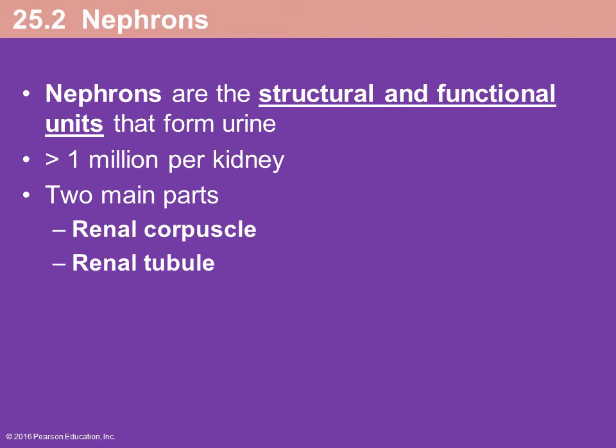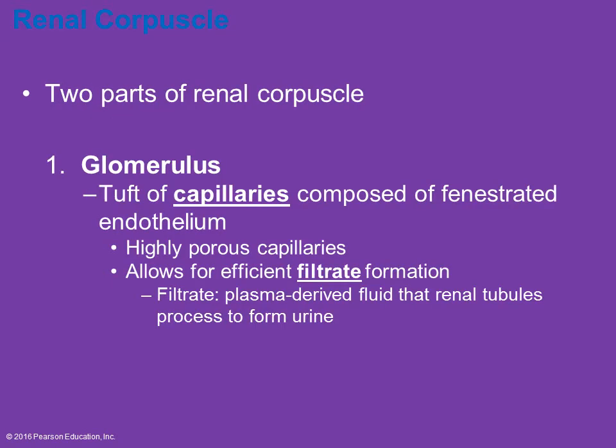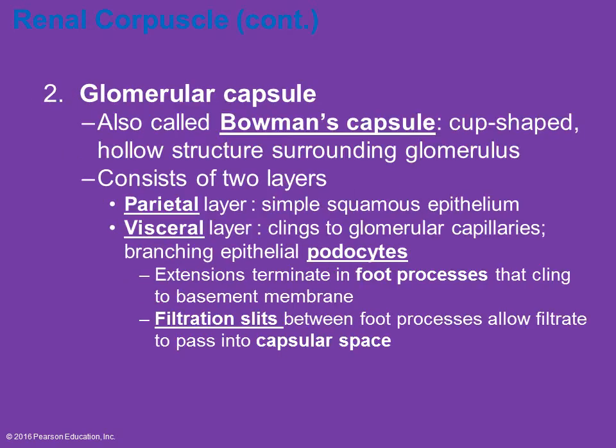The nephrons are the structural and the functional unit of the kidney that actually form the urine. There are over 1 million of these per kidney. There are two main parts to it, the renal corpuscle and the renal tubule. The renal corpuscle itself has two components. The glomerulus, which I mentioned a bit ago, has this surrounding of capillaries. In these capillaries, the epithelium is fenestrated, which means it has pores in it. This is where you're going to have a lot of filtration occurring.